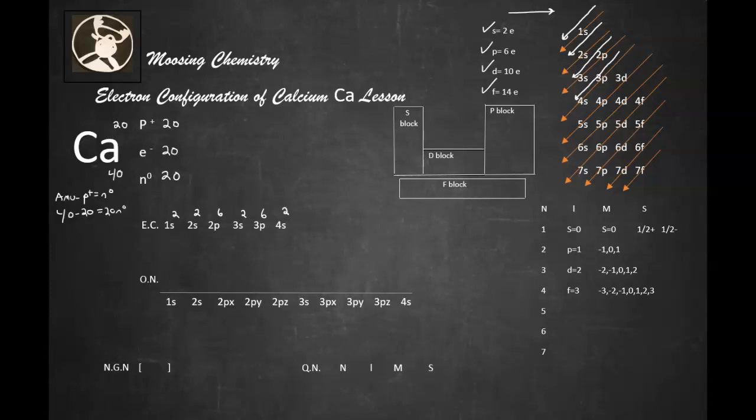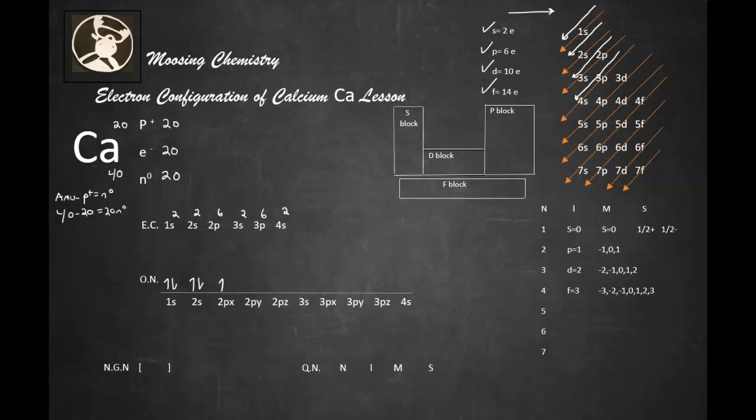Now let's look at our orbital notation. Orbital notation deals with Hund's rule. Hund's rule states that for every sublevel, you have to put an up arrow first before you put the down arrow in it. So let's look at 1s. It only has one sublevel, so we go up arrow and then down arrow. Same thing with 2s, just one sublevel. Up arrow, down arrow. But with 2p, we got 2px, 2py, 2pz.